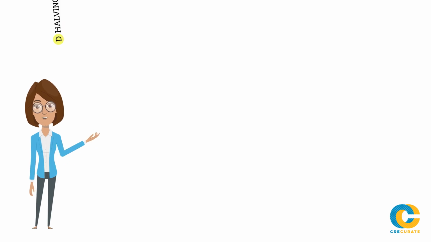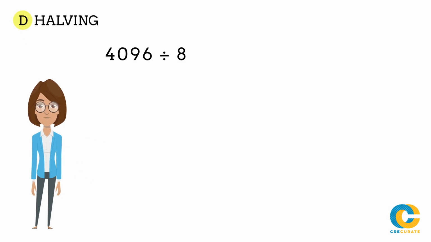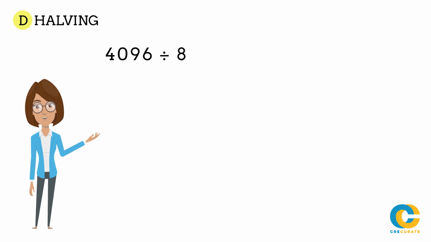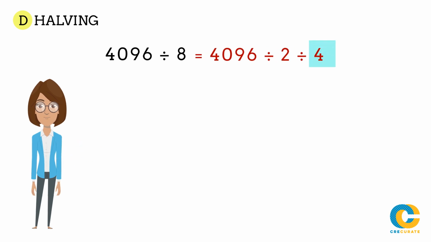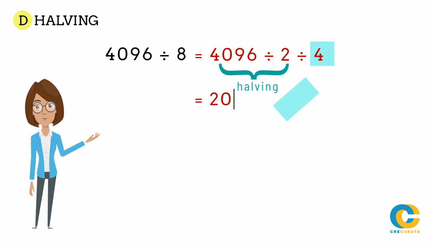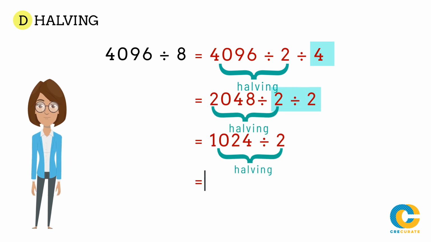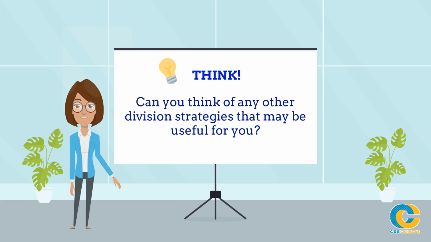What we did earlier on is also another strategy known as halving, when we divide by even numbers. We can always think of dividing by 2 as halving the number, and keep halving till we get the answer. Can you think of any other division strategies that may be useful for you?